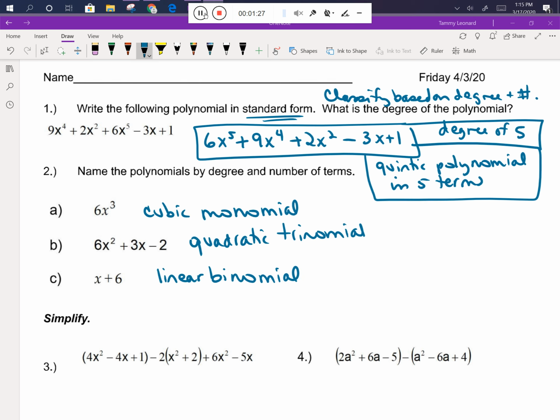So take a look at how we started with the 5th degree term and ended with the constant term in number 1. So that's a degree of 5 because that's the term with highest degree, and we call that a quintic polynomial in 5 terms. You can see our vocab for 2a, 2b, and 2c. The cubic, quadratic, and linear describe the degree of the polynomial, and monomial, trinomial, and binomial describe how many terms they contain.